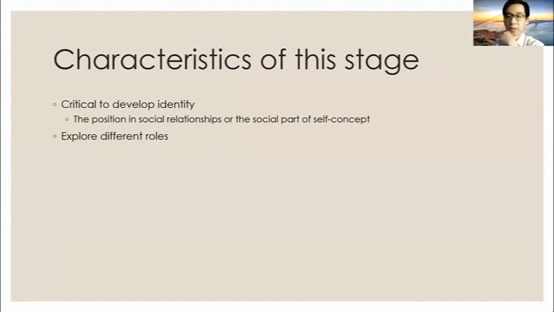They explore different roles because they want to see where they are in the social relationships or where they are in the society. So they explore different roles. They also form gender identities. So basically they really clearly know what gender they are, male or female. Because males and females are very different in this stage.